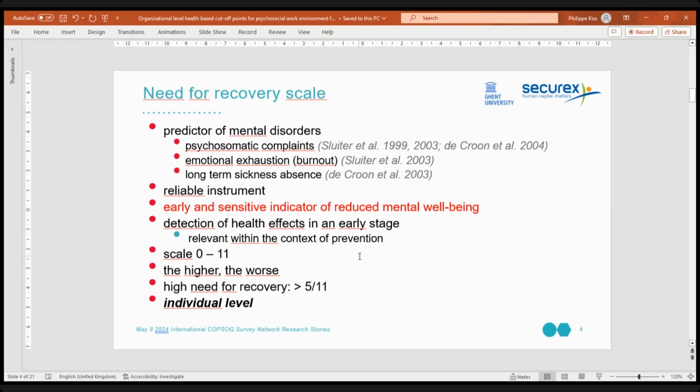It gives you a scale from 0 to 11. The higher, the worse. And a high need for recovery is when you have a score of more than 5 on 11. Again, this is on individual level. When an individual has a level of more than 5 on 11, he has a high need for recovery.